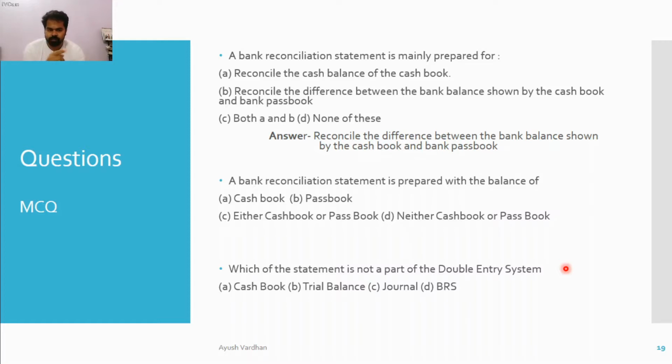The next question is, which of the statements is not part of the double entry system? Cash book, trial balance, journal, or BRS. One of the statements here is not part of the double entry bookkeeping system, and that is BRS. BRS is a separate kind of statement that we make on the basis of the cash book and passbook. So it's not a double entry system.